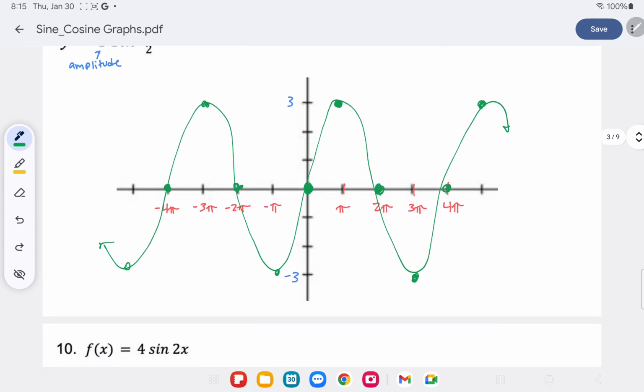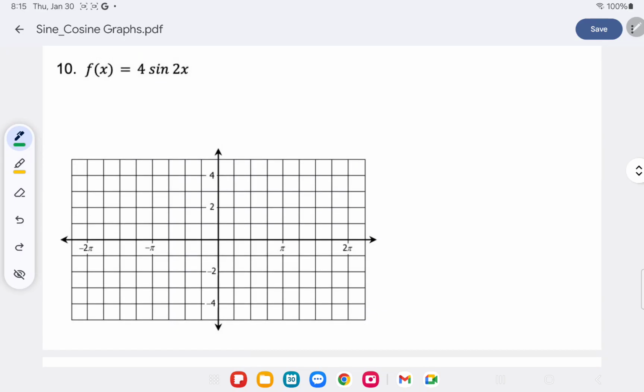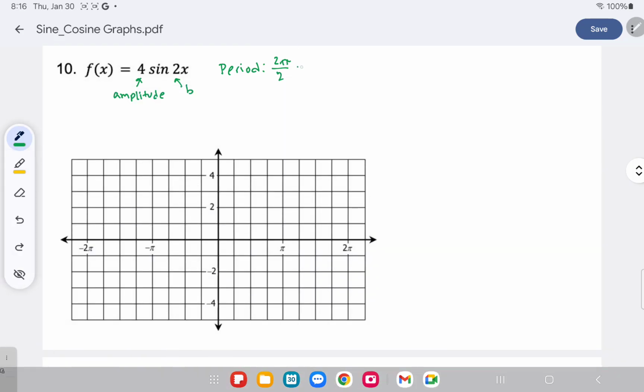Let's do one more. This is example 10 off of your notes, if you want to put in another example there. So 2 things are changing. We have an amplitude of 4, which means we're going to go up to 4 and down to -4. And our b is 2, which means our period is 2 pi over 2, or pi. So our period is pi. That means I want my 4th tick mark to be pi.